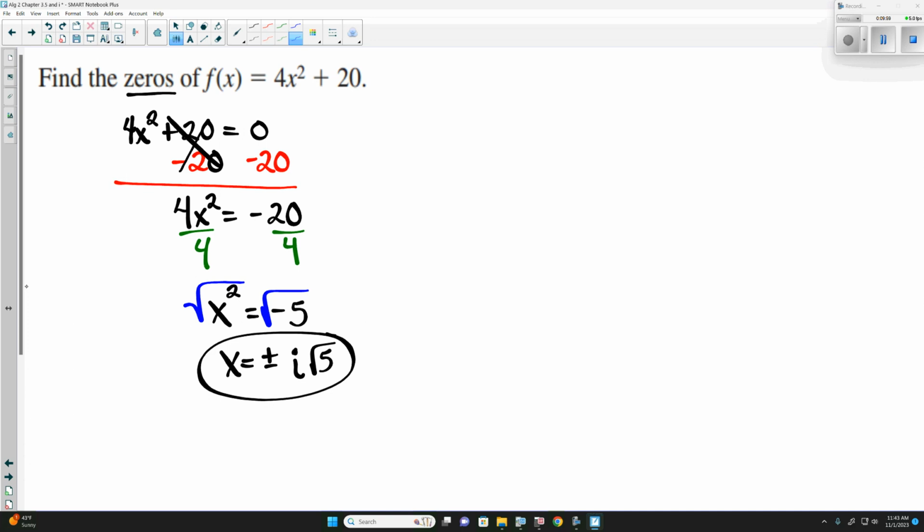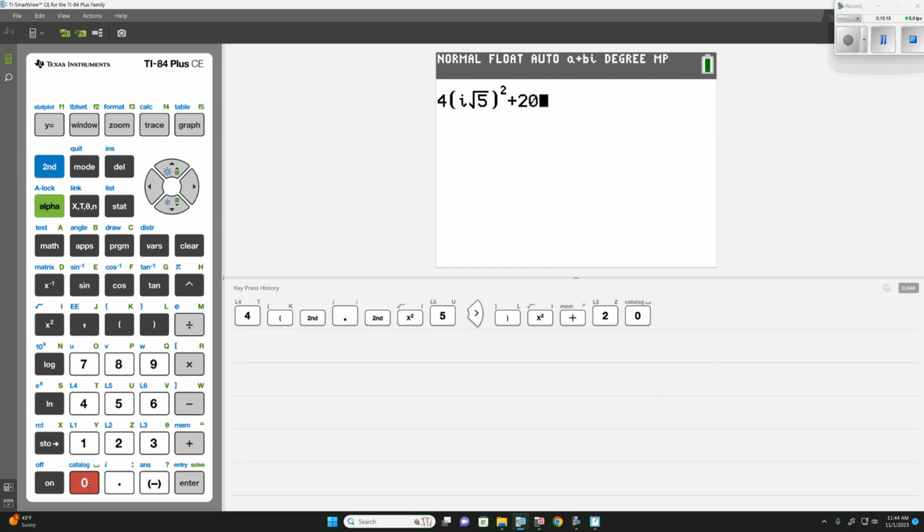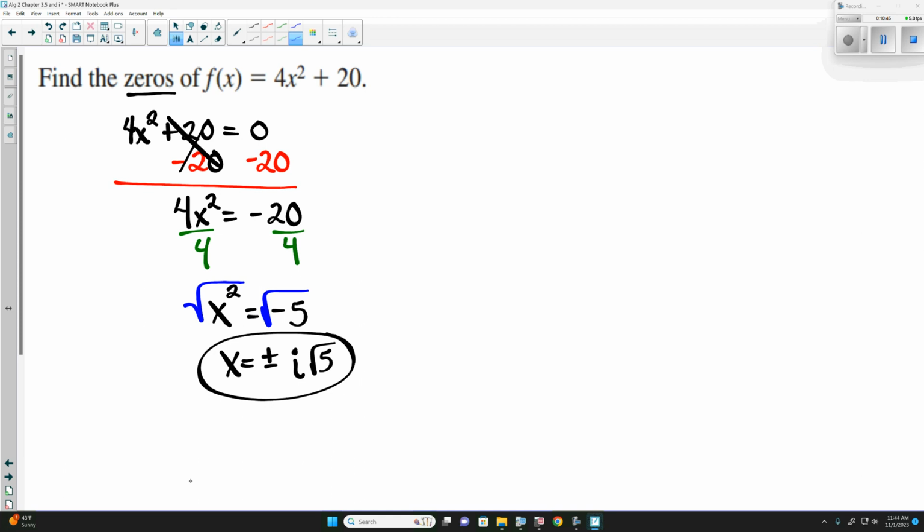Now we could check this. We would have to check it in the graphing calculator. Because we said 4x squared plus 20 equals 0, and one of the solutions for this is i square root of 5. We plug in i square root of 5, squared, plus 20 equaled 0, yes? We hit enter. This does indeed give us 0. We can say parentheses, negative i square root of 5, close parentheses, squared, plus 20 is also 0. So we do have two values that will make the function be 0. Questions on this here?